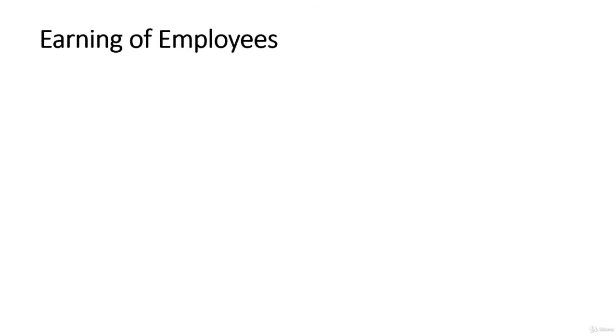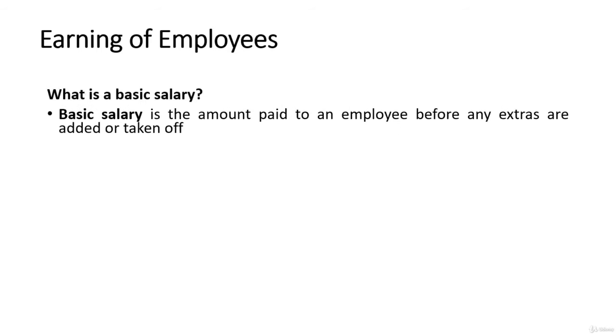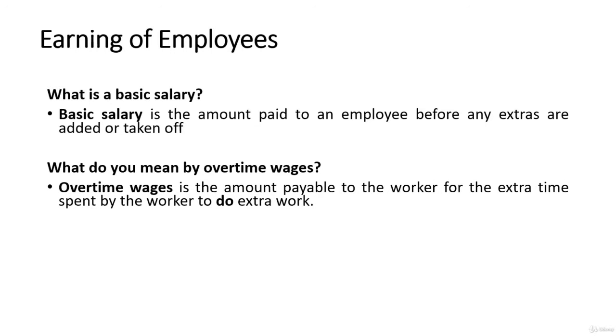Now, coming to the earnings of employees, first of all, we have the basic salary of employees. So, what is basic salary? It is the base amount that any employer pays to its employee before any extras. What do we mean by extras? Extras here are overtime wages that are added to their basic salary.